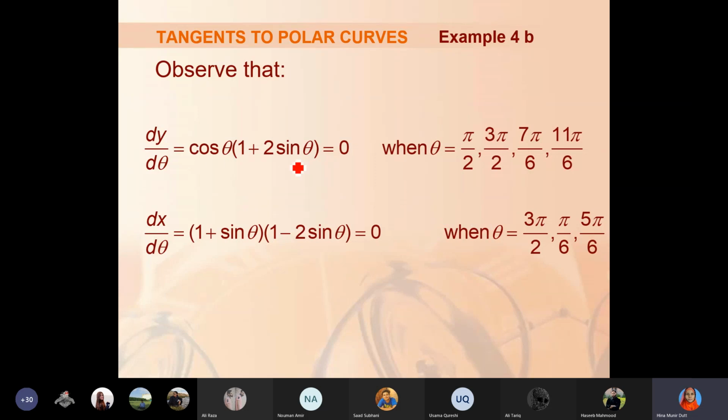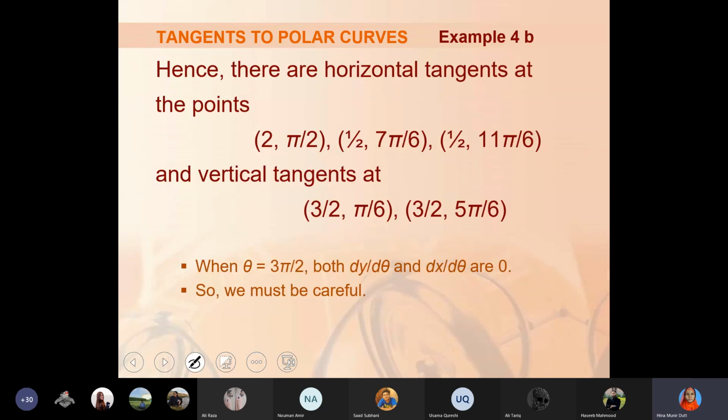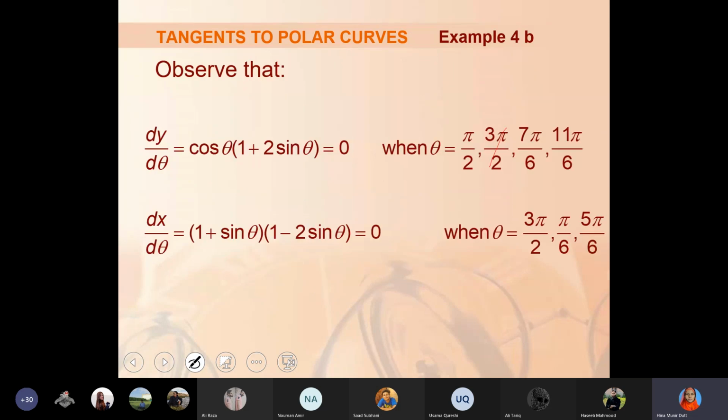So for horizontal tangents, dy by d theta is equal to 0 and dx over d theta should not be equal to 0. You will skip all the values of theta for which dx over d theta is equal to 0, that is these values of theta. So I have this one and this one, so I will get 3 points. Find the corresponding values of r for these points. So for these values of theta, dy over d theta is equal to 0 and dx over d theta is not equal to 0, because for this value dx over d theta is equal to 0, so we have to omit this value of theta.